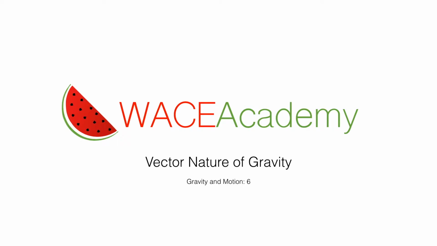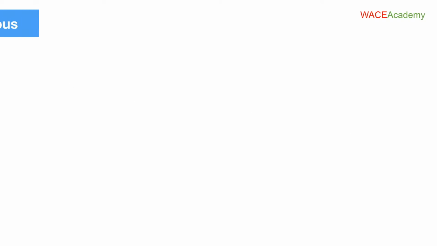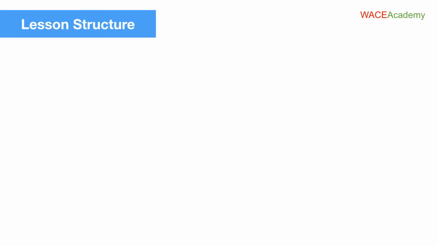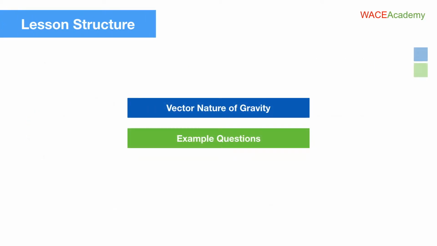Hey guys, welcome to this WACE Academy online lesson on the vector nature of gravity. This will be covering dot point number 6 of the physics syllabus, subunit Gravity and Motion. This lesson will be fairly simple and will begin with the basic theory before moving on to two examples.